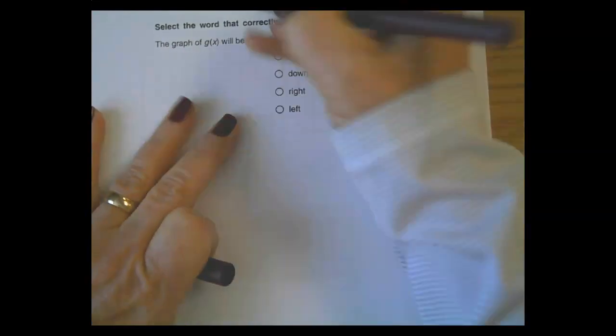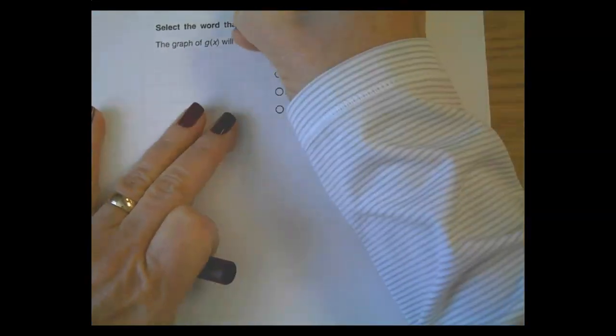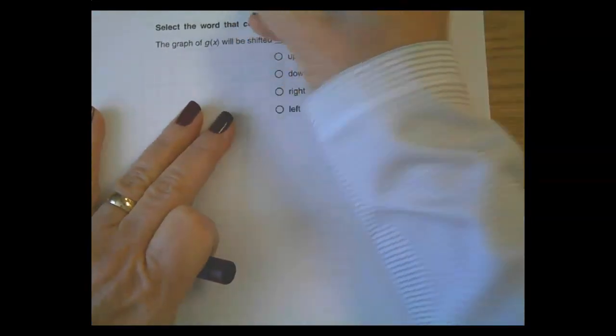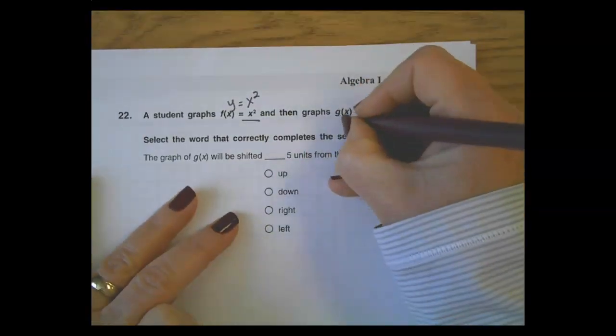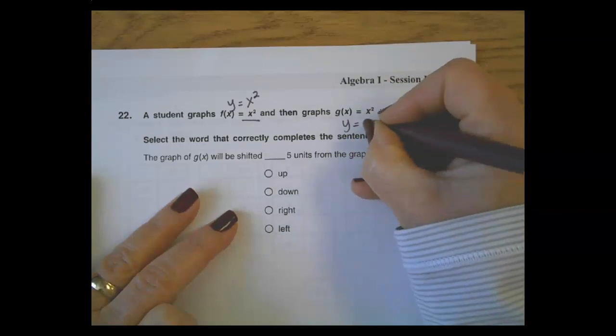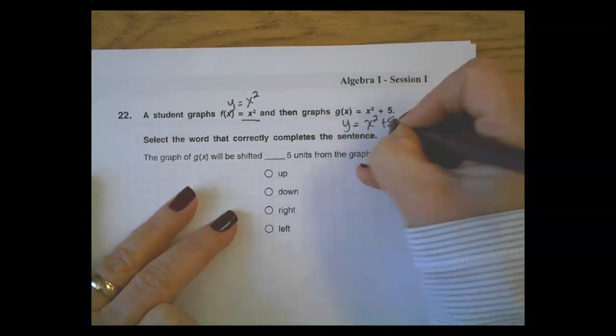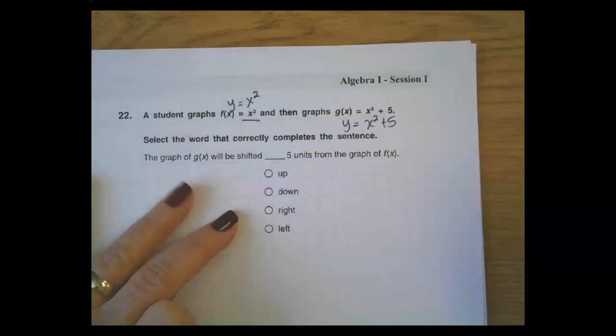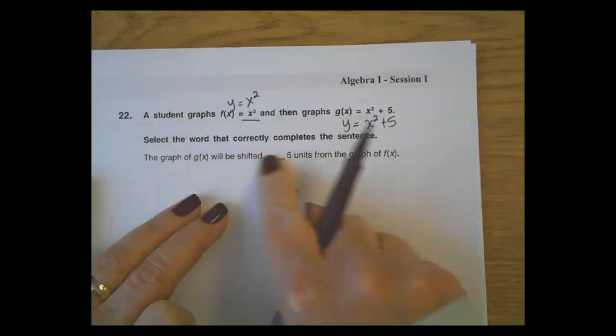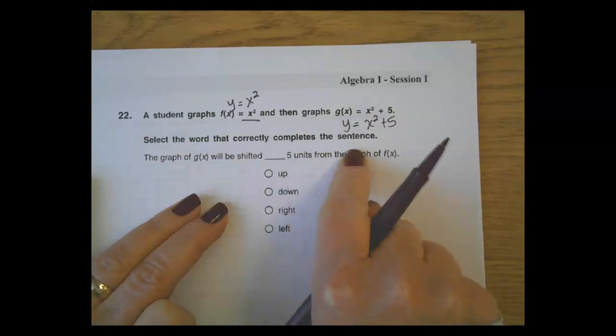So here we have these two graphs. So if you are going from here, and again, remember just y equals. Change that f of x just to y equals. And this one too, y equals x squared plus 5. They're two different equations because this is the g and this is an f. So select the word that correctly completes the sentence.